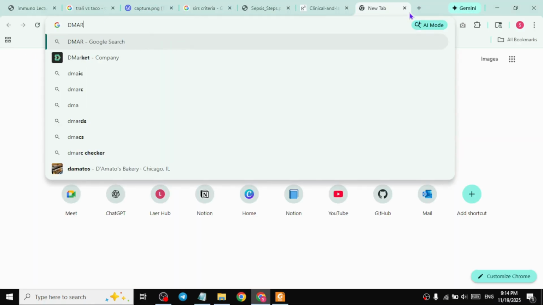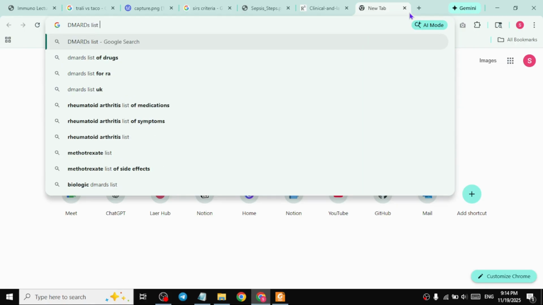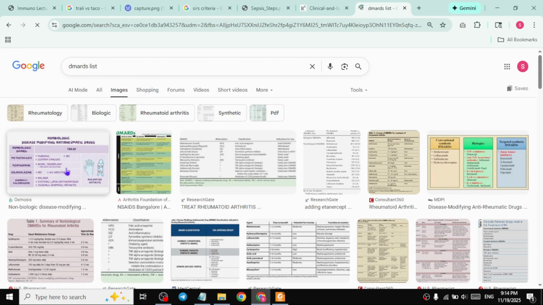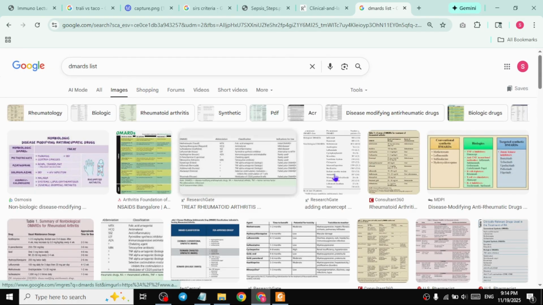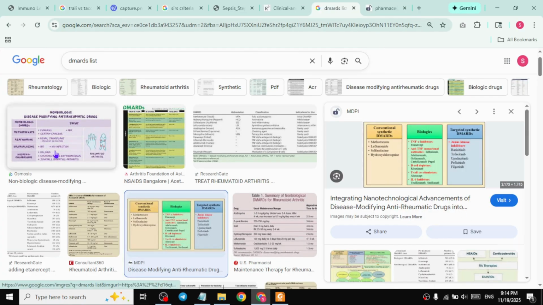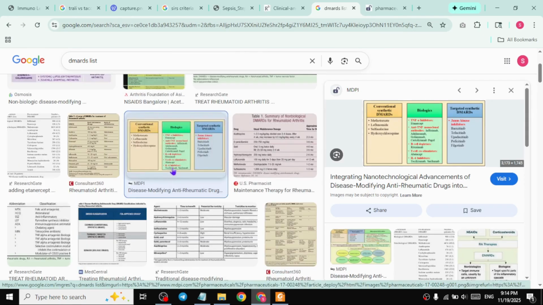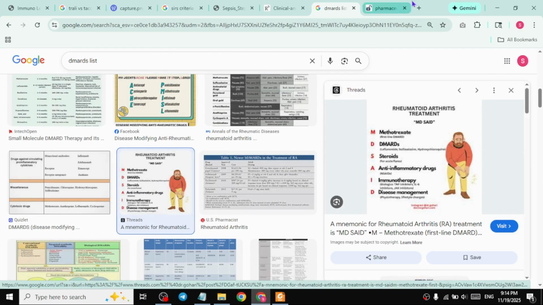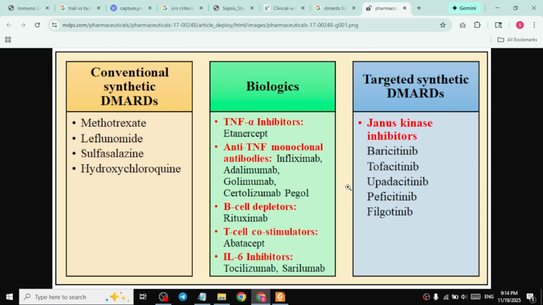Keep this DMARDs list. DMARDs are meant to suppress the immune system. Okay, suppress the immune system slash suppress inflammation. Okay, so most of the drugs that you're seeing here are very, very high yield. Right, so you see different types of DMARD, right? Methotrexate, hydroxychloroquine, leflunomide, sulfasalazine. I want you to search all of these names within the book. Okay, some of them we have seen, some of them we will, right?